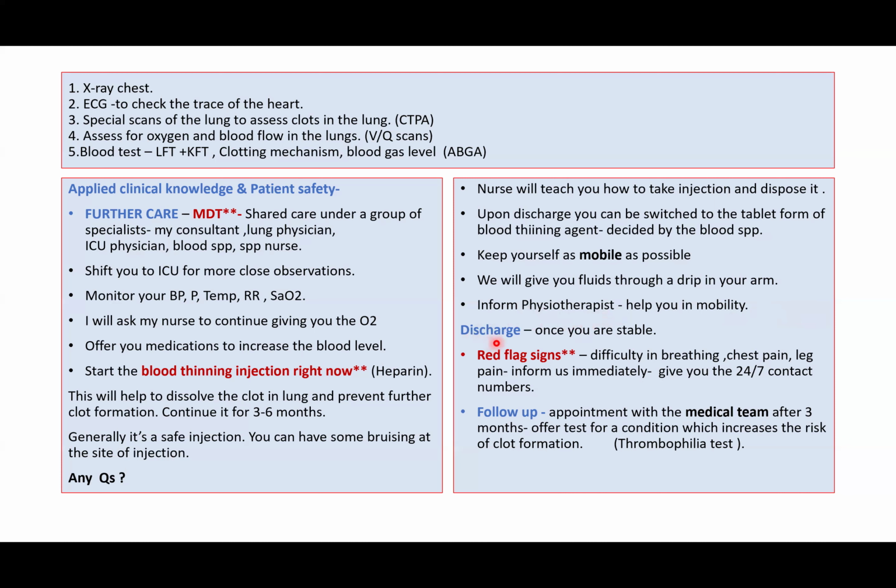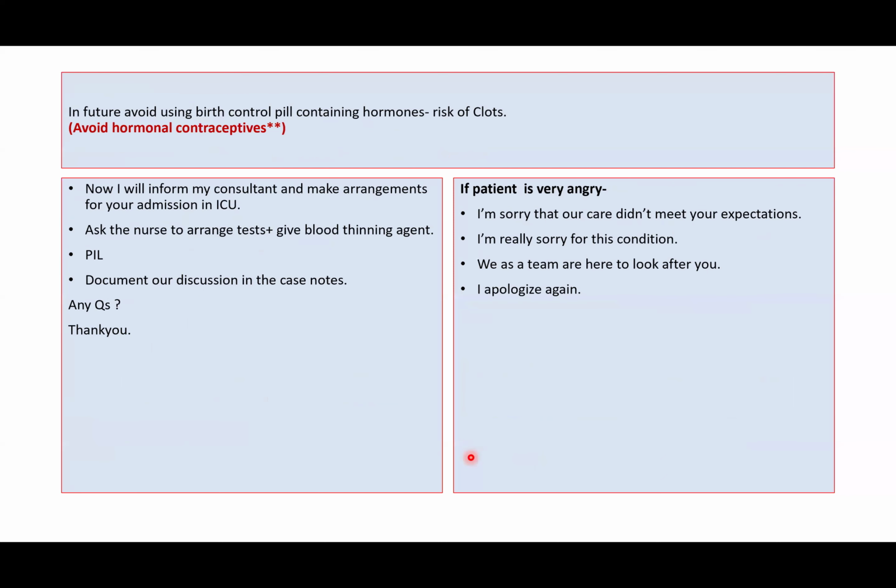So doctor, when will you discharge me? Once you are stable, and your discharge plans will be decided by my consultant and the medical team looking after you. Also, when you go home, if you have any difficulty in breathing, chest pain, leg pain, inform us immediately. And for that, we will be giving you the 24/7 contact numbers. Then the follow-up appointment will be with the medical team after 3 months. And here we will offer a test for a condition which increases the risk of clot formation, that is the thrombophilia test. So this one we have to offer.